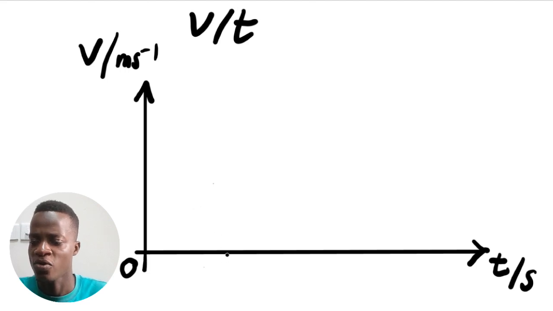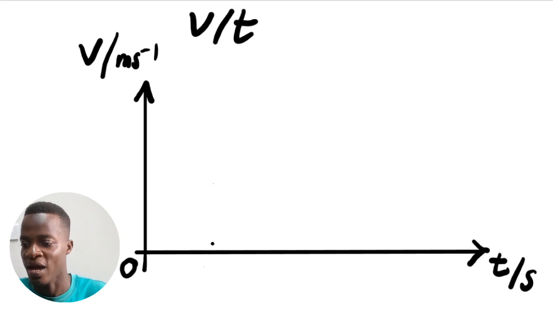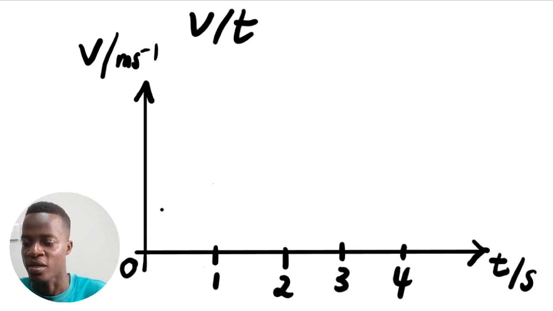So now let's see how the velocity time graph works. Anything aside from this, the time line is going to be here. Let's say 1 second, 2 seconds, 3 seconds, 4 seconds. These also have levels, right?